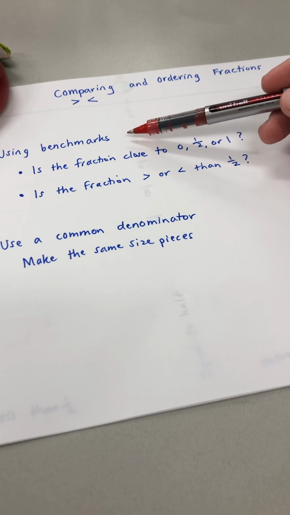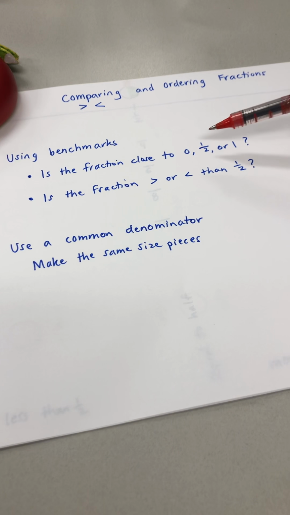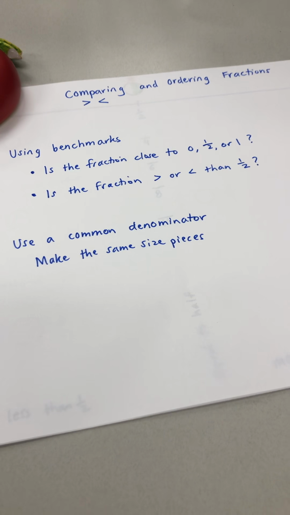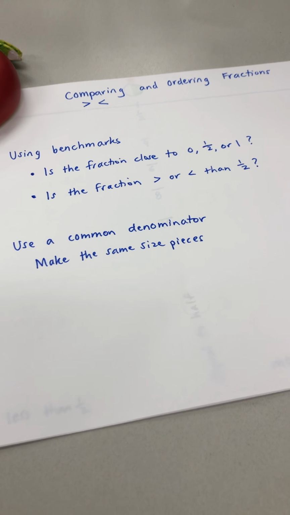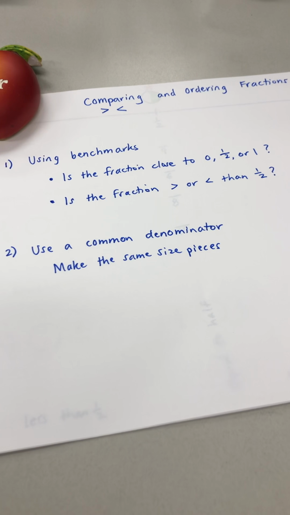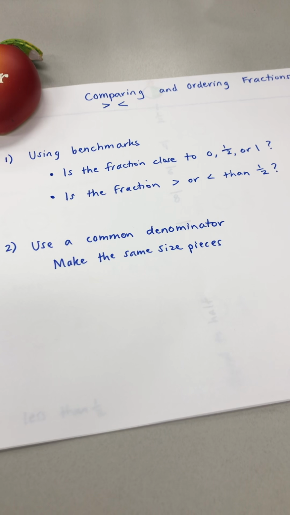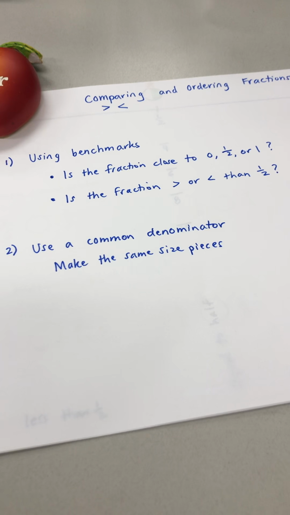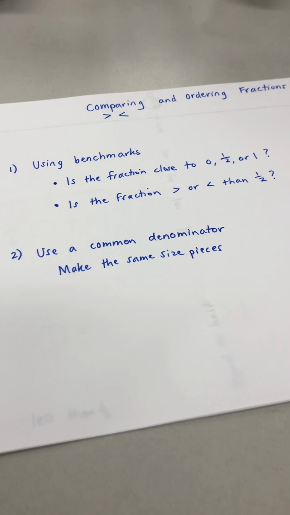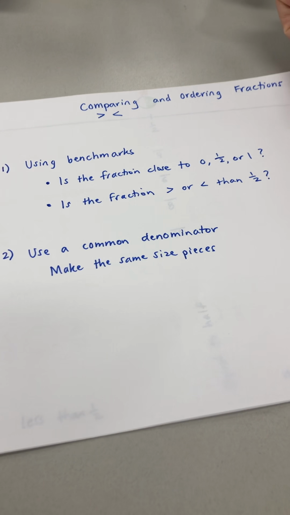So benchmarks we're going to be working with today are fractions of 0, half, and 1 whole. We're going to be asking ourselves, is that fraction close to 0, half, or 1? And then if it is close to half, is it less than or greater than half? And we're also going to be learning how to use a common denominator to make the same size pieces for fractions that are a little harder to determine their comparison based on their benchmarks.